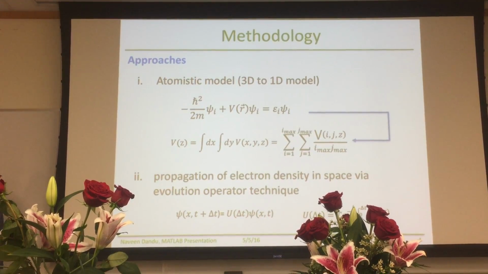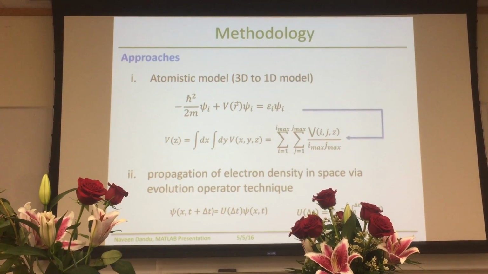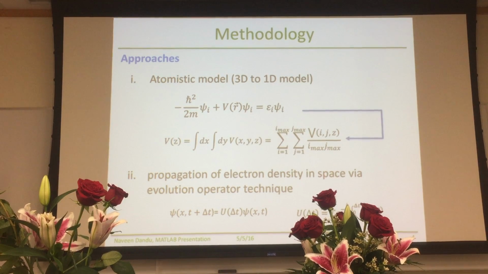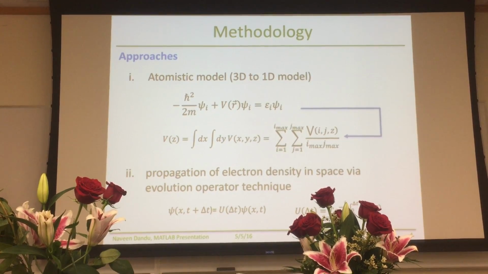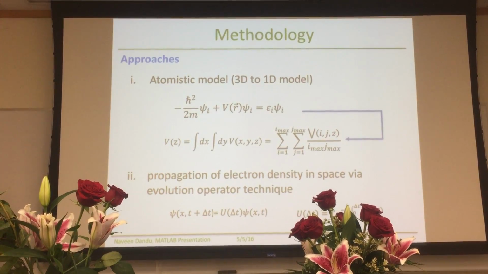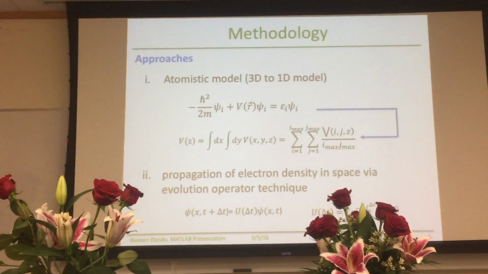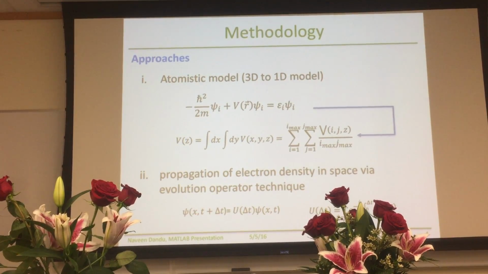To achieve this goal, I have used three different approaches in this methodology. The first approach is the atomistic model conversion from a 3D model to a 1D model, where the Hamiltonian of a 3D model was converted into a one-dimensional model to utilize this potential in our MATLAB code.